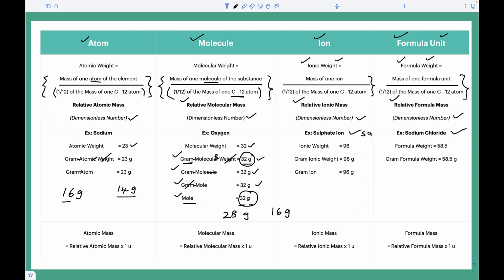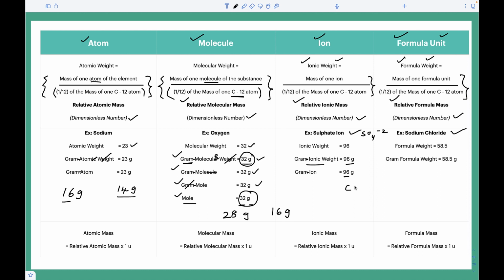Sulfate ion is SO4 minus 2 ion and its ionic weight is 96, 32 plus 64. And if you take 96 grams of sulfate ions, that means you have 1 gram ionic weight of sulfate ions. Gram ionic weight is its ionic weight in grams. And a shorter name for gram ionic weight is gram ion. So 1 gram ion of an ion is equal to its ionic weight in grams.